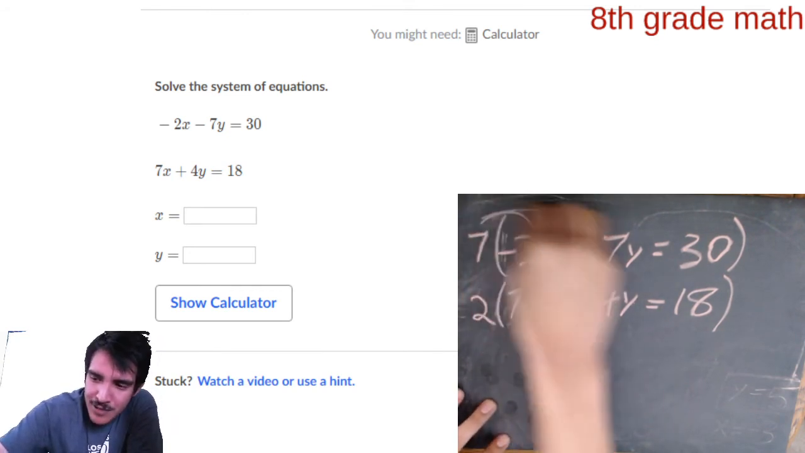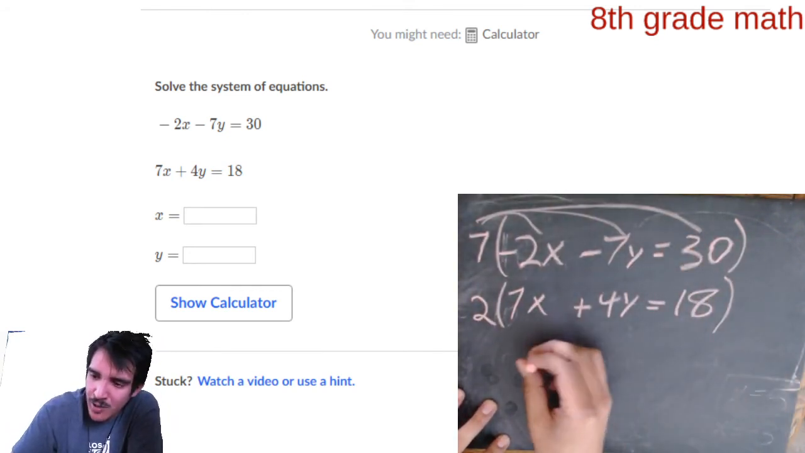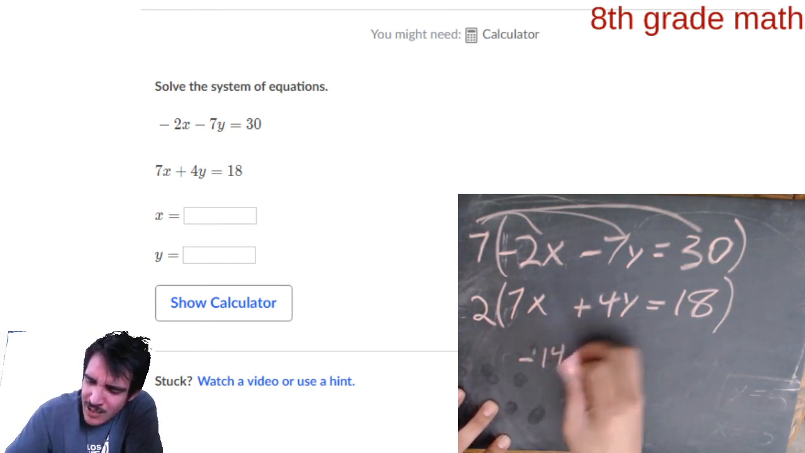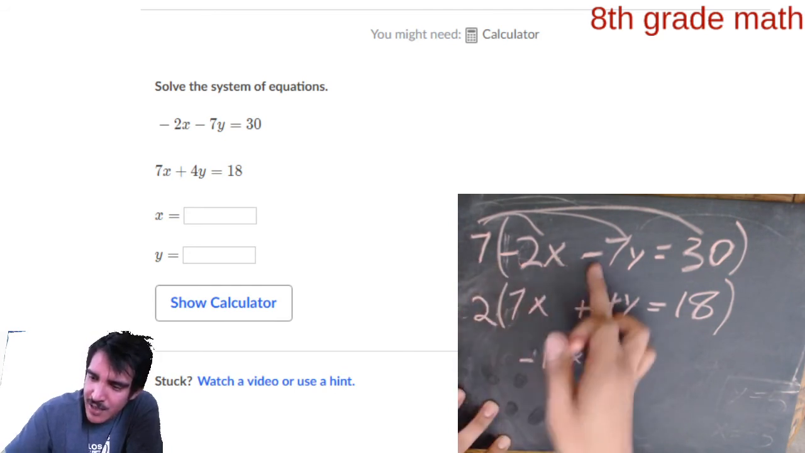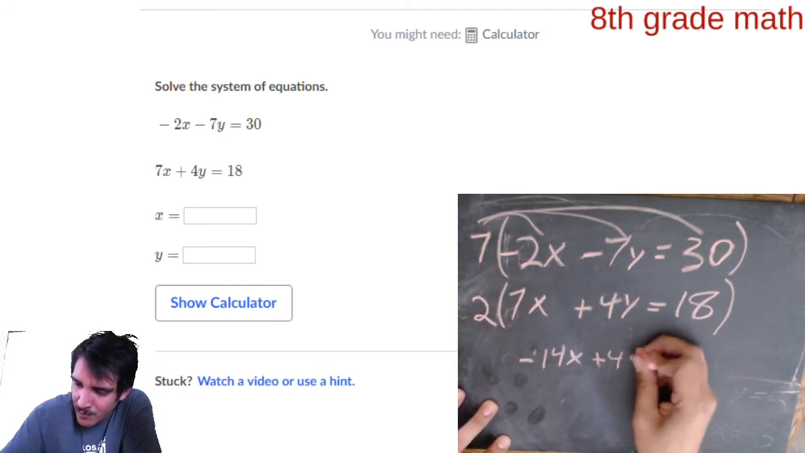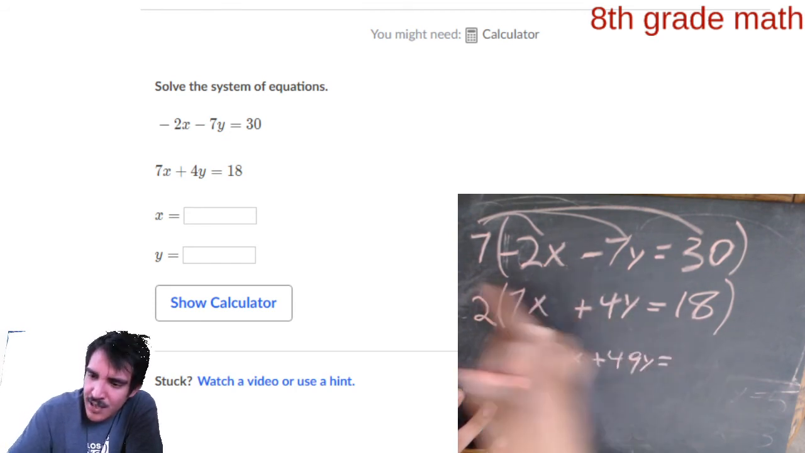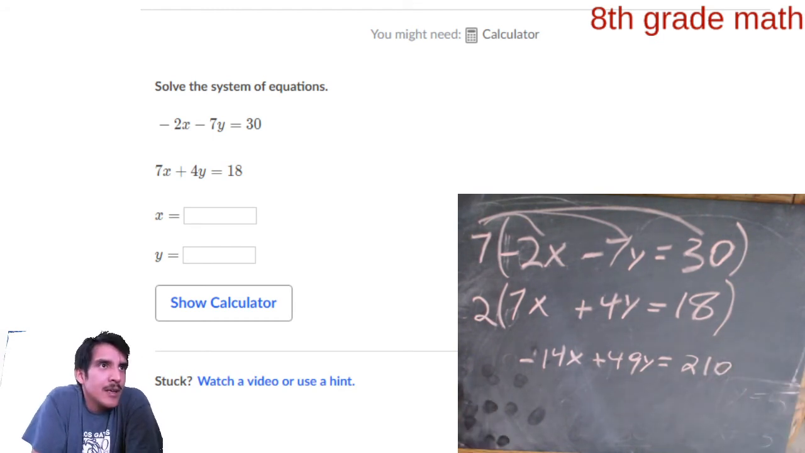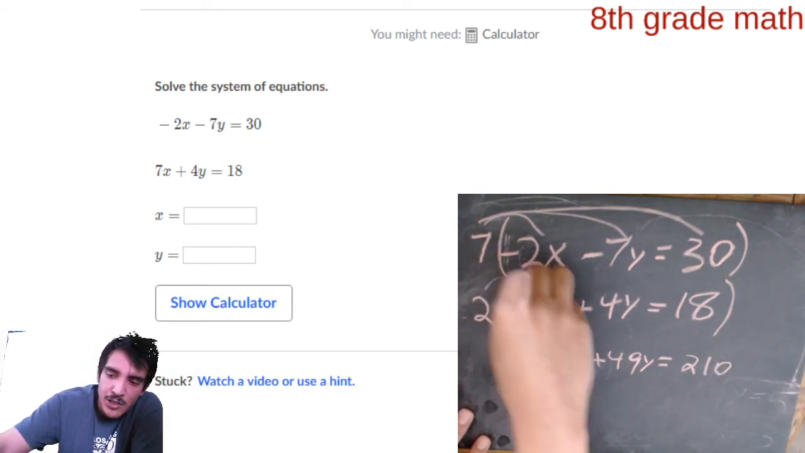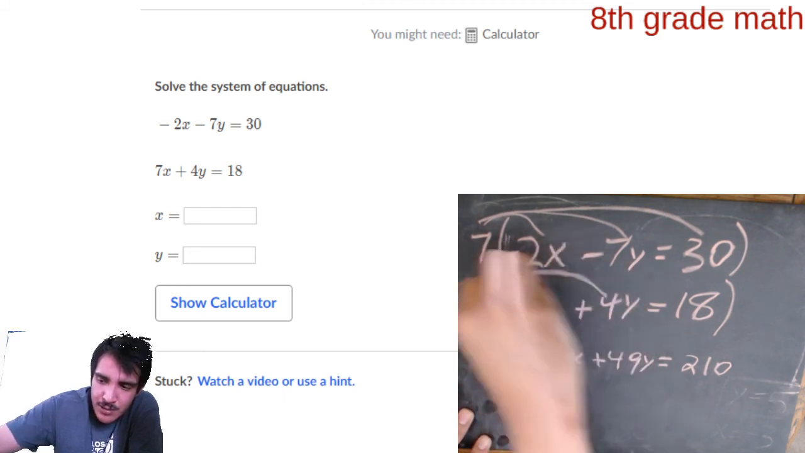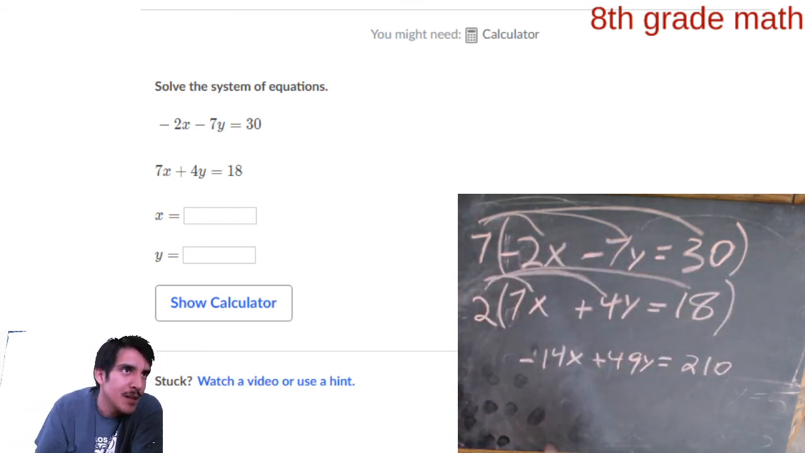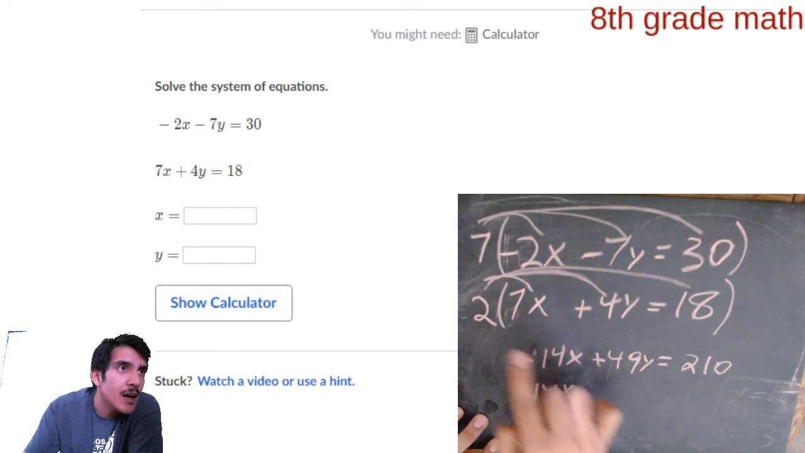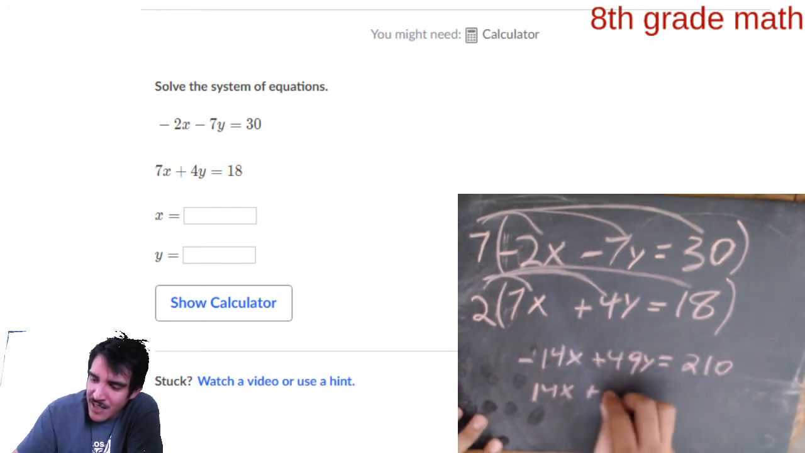So let's do the top one first. Let's distribute, and see what new equation we get. We get negative 14x, then 7 times negative 7, that's positive 49y... wait, negative 49y, equals, and then 7 times 30, that's 210, because 7 times 3 is 21. Okay, we did the first equation. Second equation, 2 times 7x gets you 14x. 2 times 4y equals plus 8y.